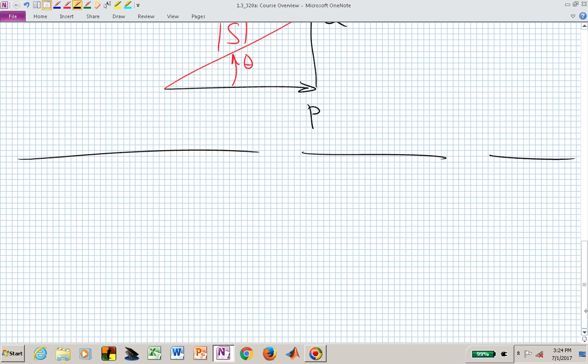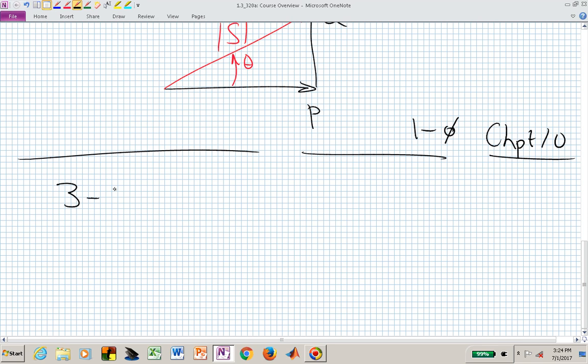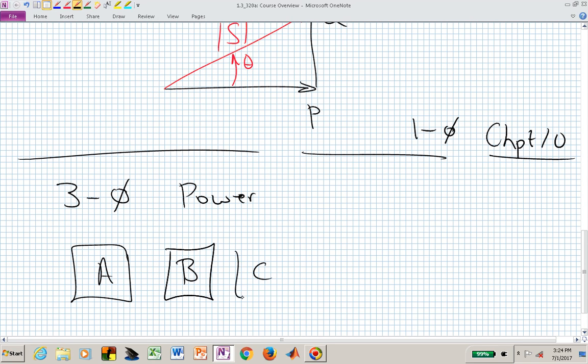That's really a single phase, or one phase. That's chapter 10, which is maybe for smaller customers. If we're worried about moving larger amounts of power back and forth, then we step it up a notch, and now we introduce the concept of three-phase power. Here you could think of 3 coming in the form of A, B, and C. Now we have these 3 different phases, A, B, and C.